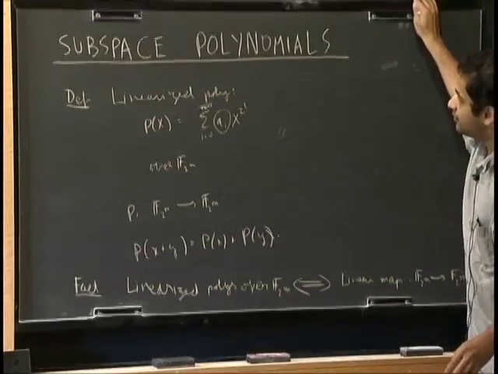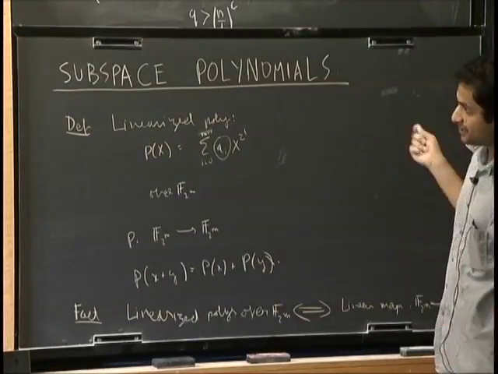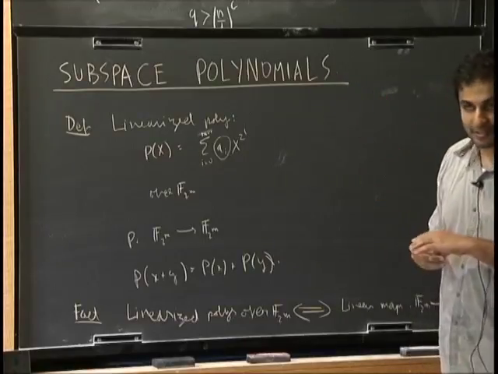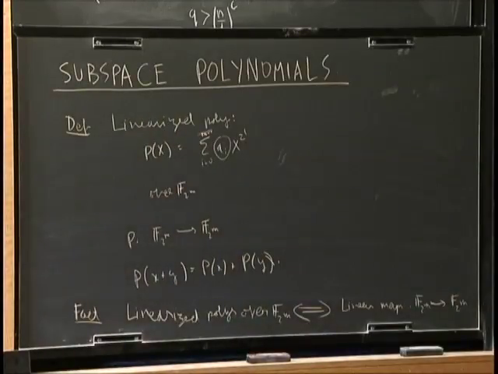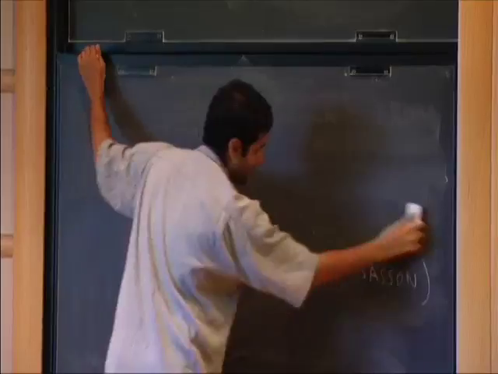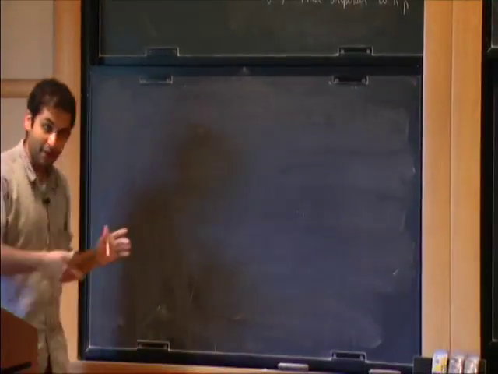Amongst the space of all these linearized polynomials, there are some special ones which are called subspace polynomials, and there are two kinds of them. The first one: given a subspace A, its kernel subspace polynomial is the lowest degree linearized polynomial that vanishes on A. It turns out that it's also the lowest degree polynomial that vanishes on A.